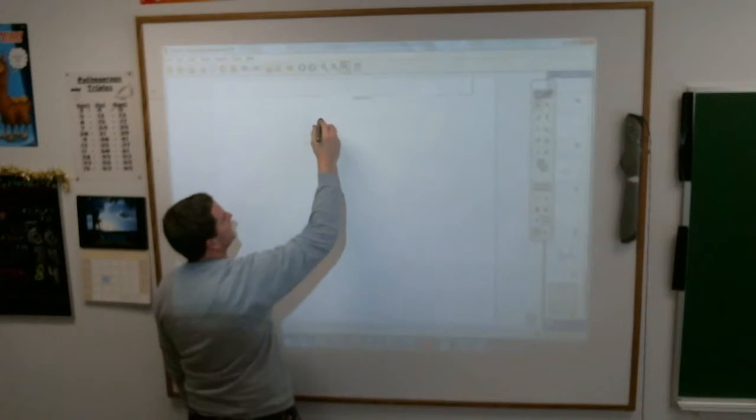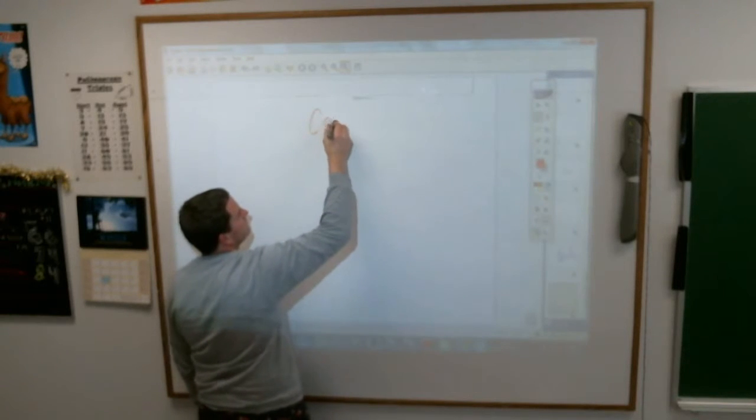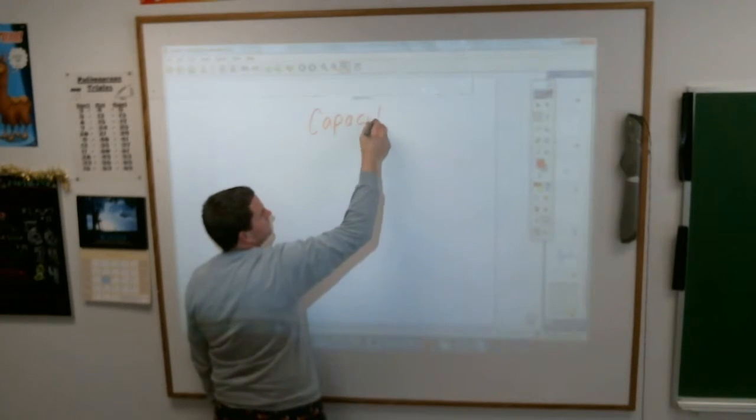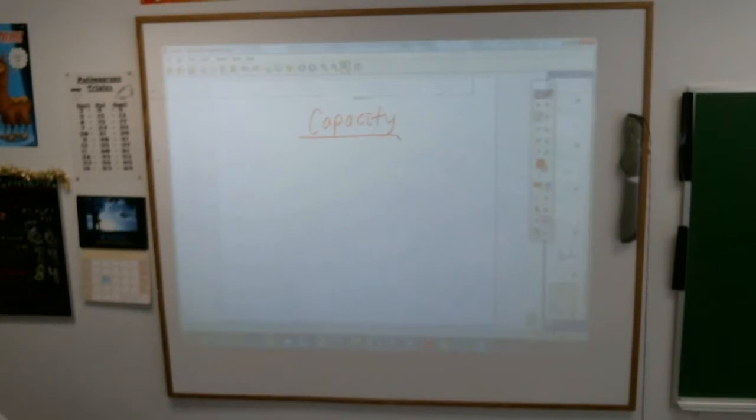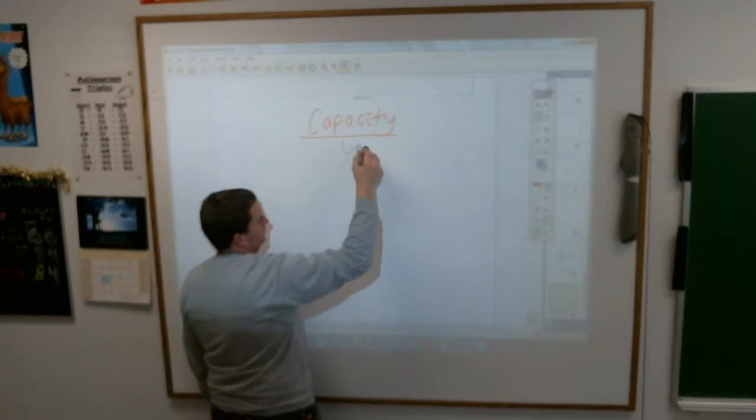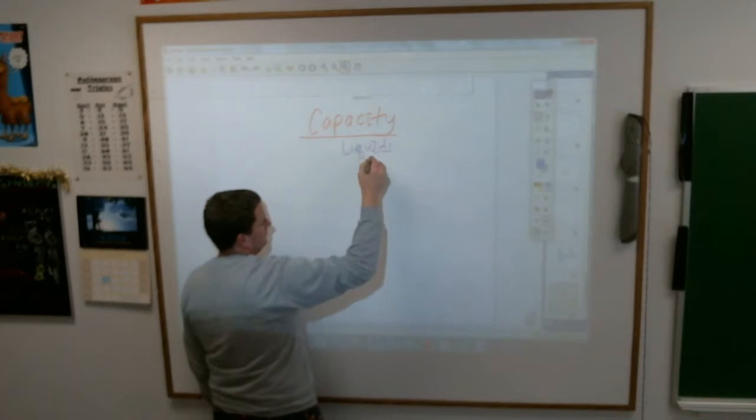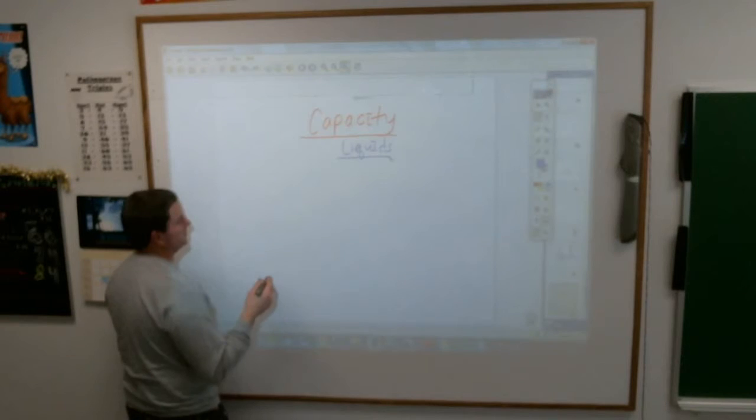And on top, write the word capacity. Capacity. And usually when we talk about capacity, we're talking about liquid things. And again, we have two very distinct yet equal systems in our world.